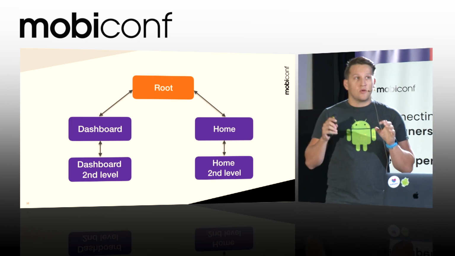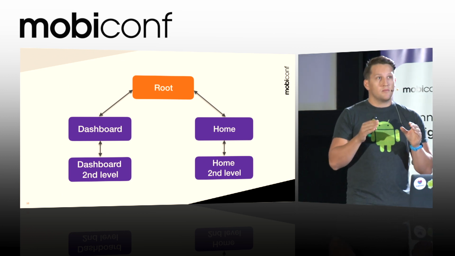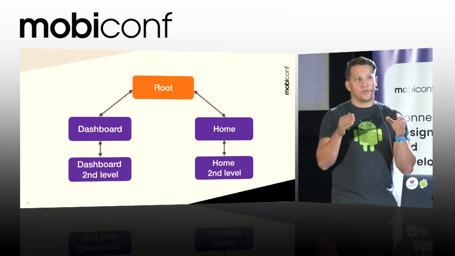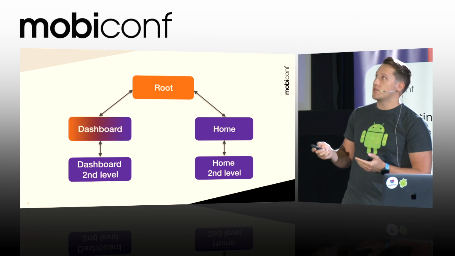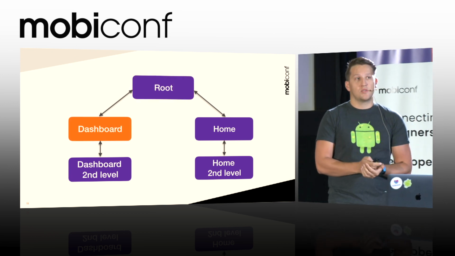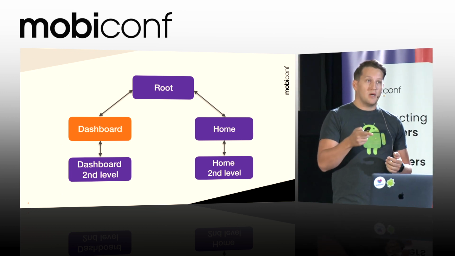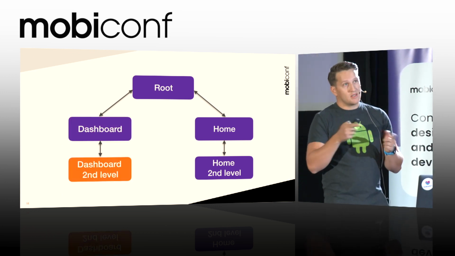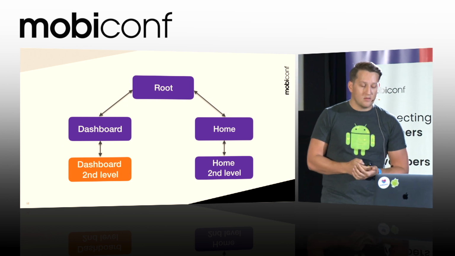So at the beginning we are on the root level. The root level means that we are in our launcher. When we go to our application, we have our dashboard page, right? So this is the first screen that you see. When you click the button, you are in dashboard second level. Let's call it second level.